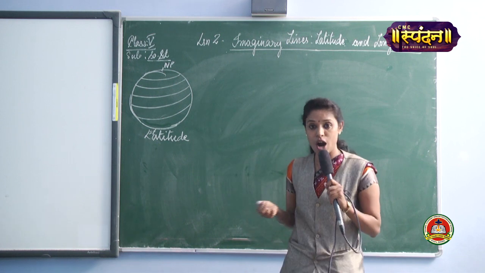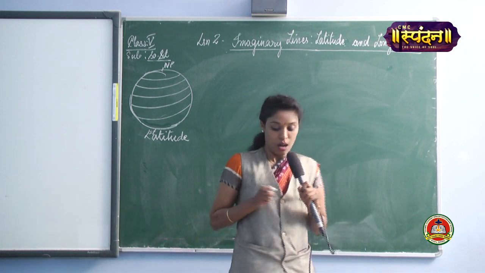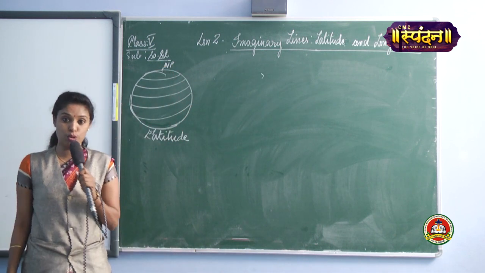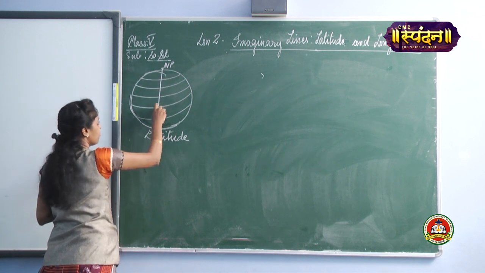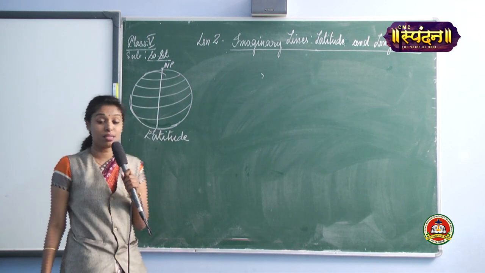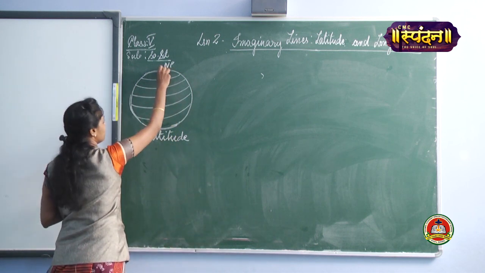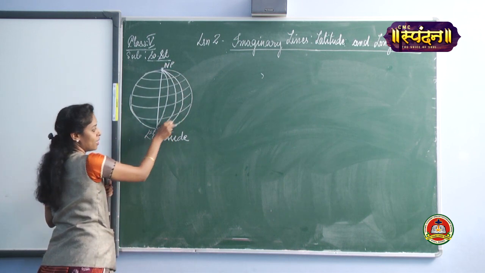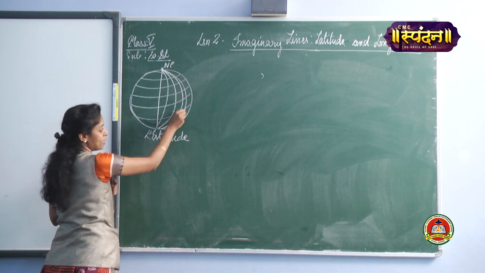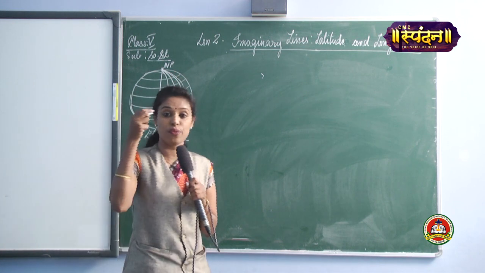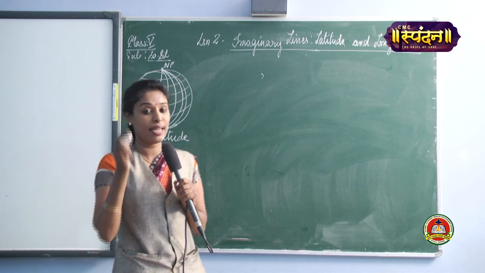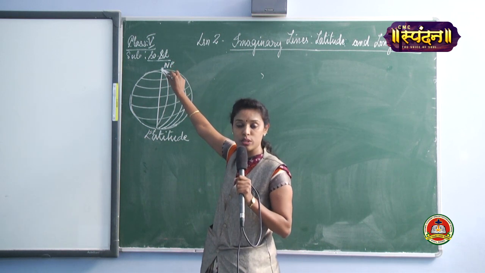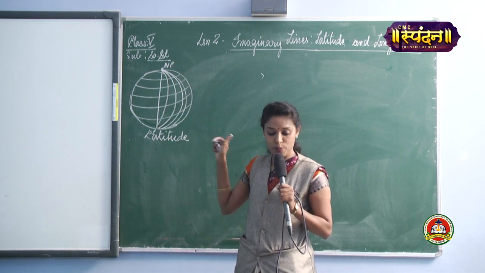Now coming next to your longitudes. Longitudes run from North Pole to South Pole. They are semicircular lines. I hope you can see it. These semicircular lines move from North Pole to South Pole. The gap between each longitude, as it moves towards the poles, decreases. I hope this is clear.